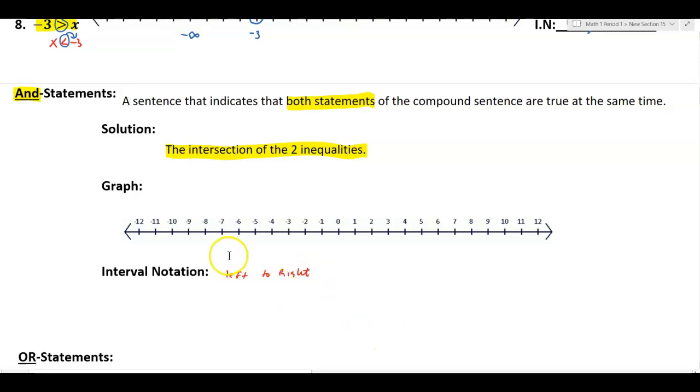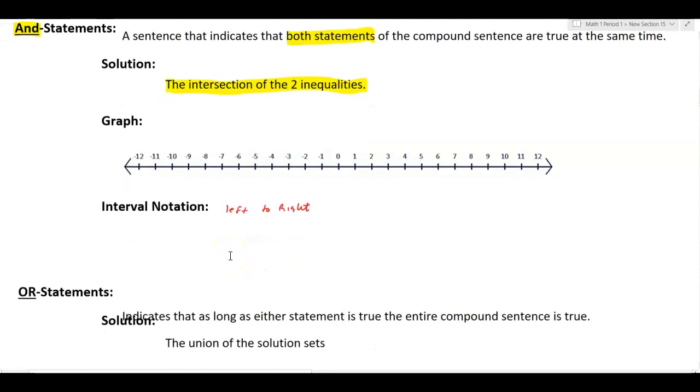So a lot of times, not all the time, but a lot of times, AND statements do not use infinity. For example, if I'm greater than 1 and less than 9, I'd be shaded in here. So when I work from left to right, where does this start on the left? Starts at 1. Where does it end on the right? At 9. So notice neither side goes to infinity or negative infinity. So it has a starting point and a stopping point.